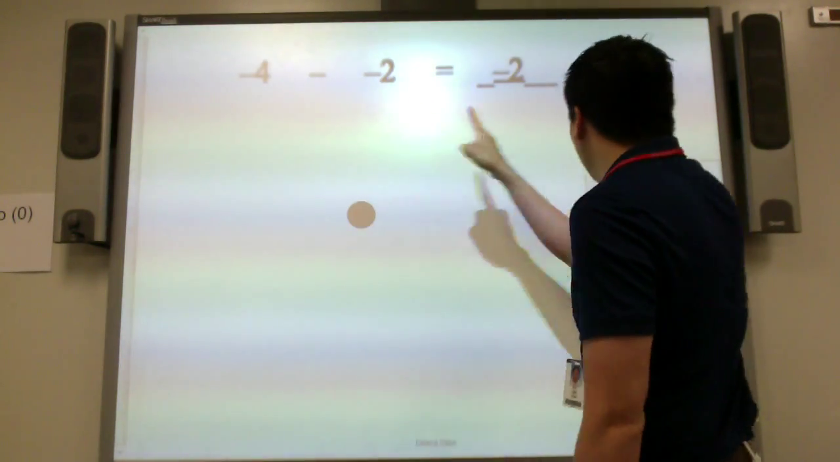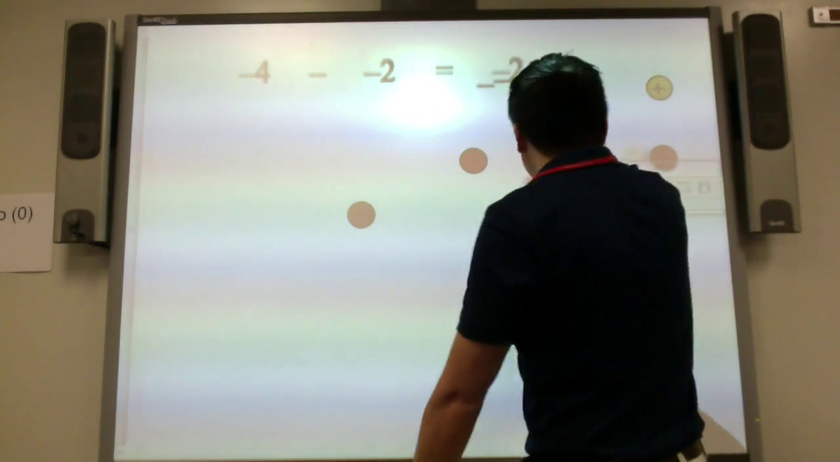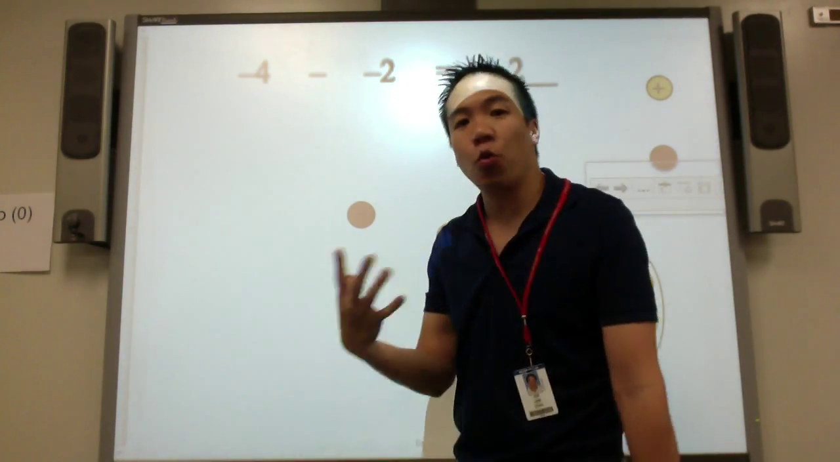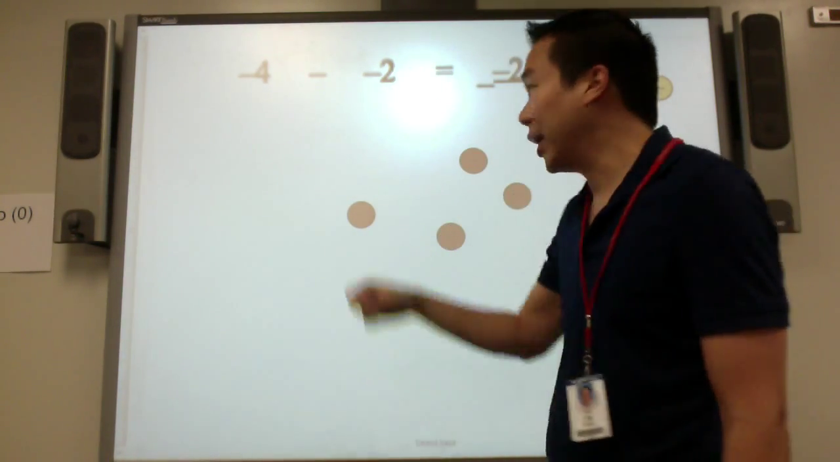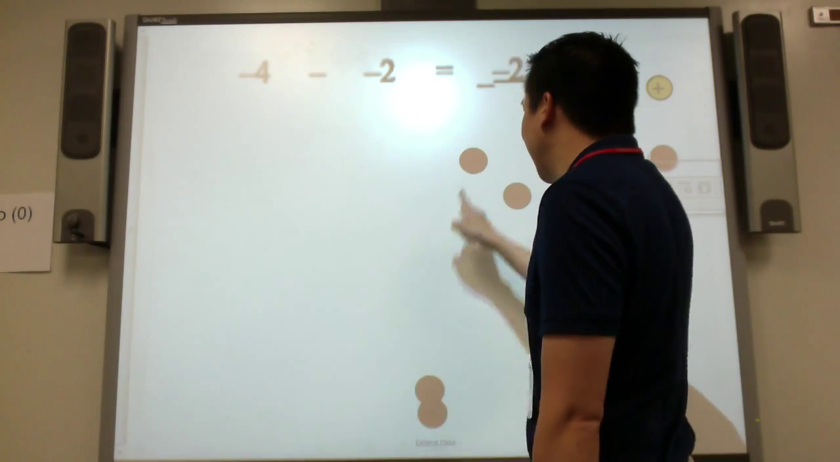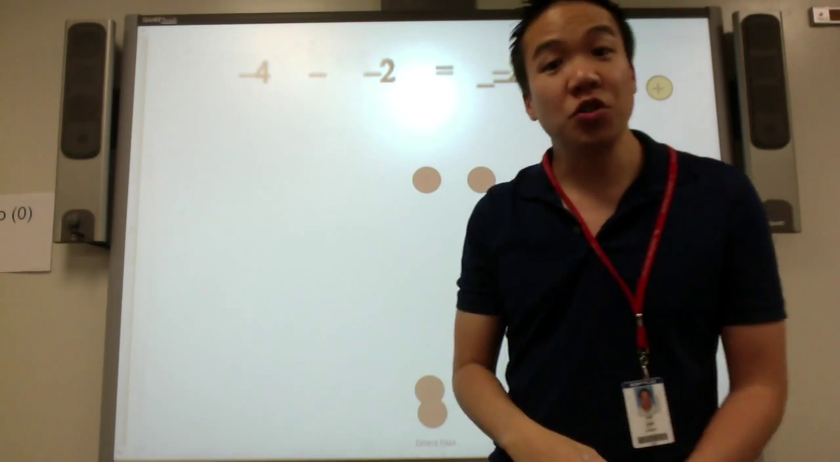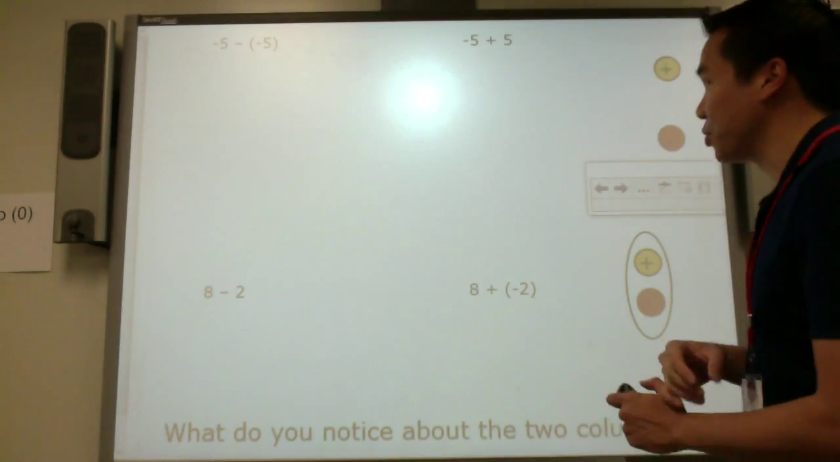Negatives now. You start with 4 negatives. You subtract, another word for subtract, take away. You're going to take away 2 of the negatives. What do you have left? Negative 2. So let's try some examples now.